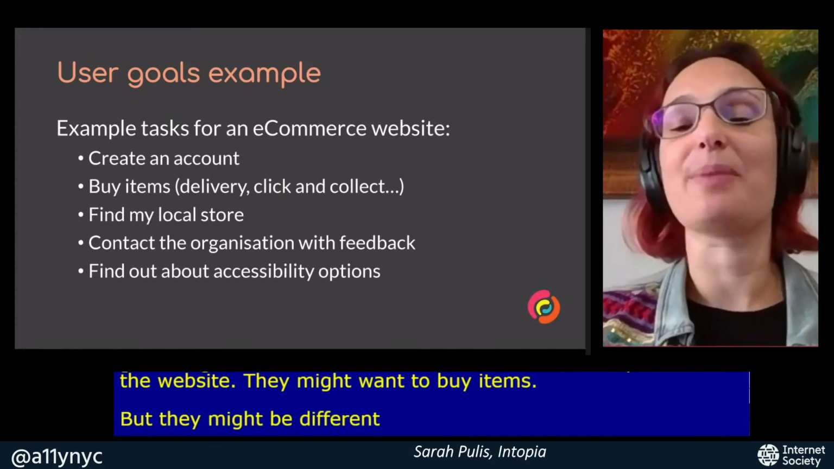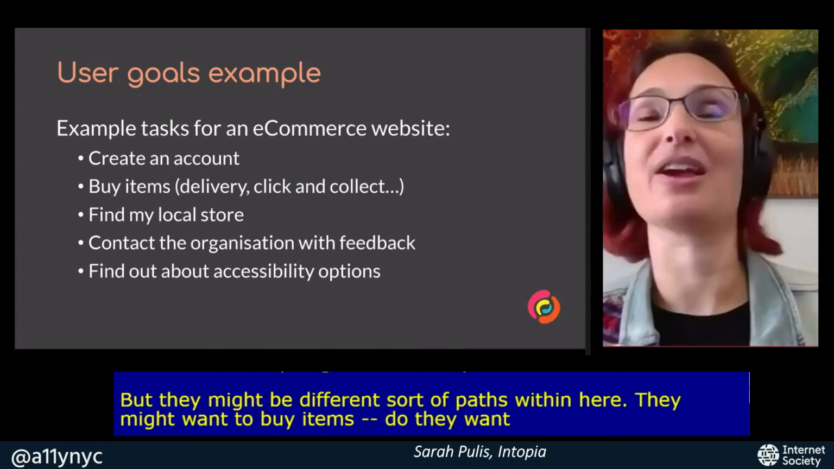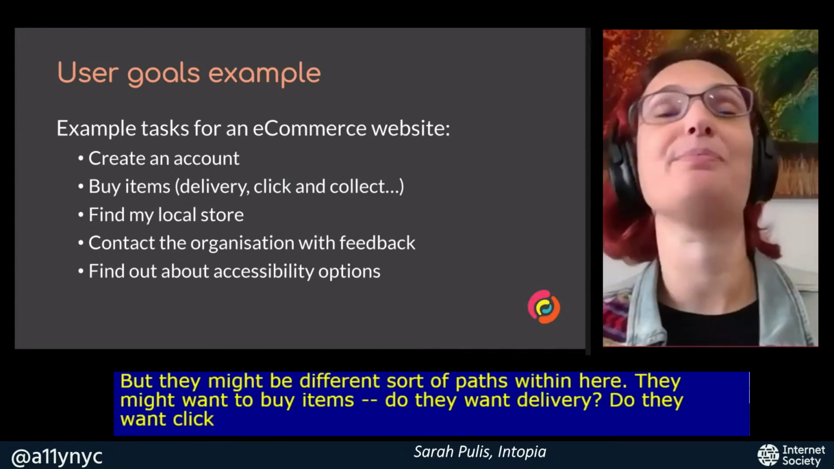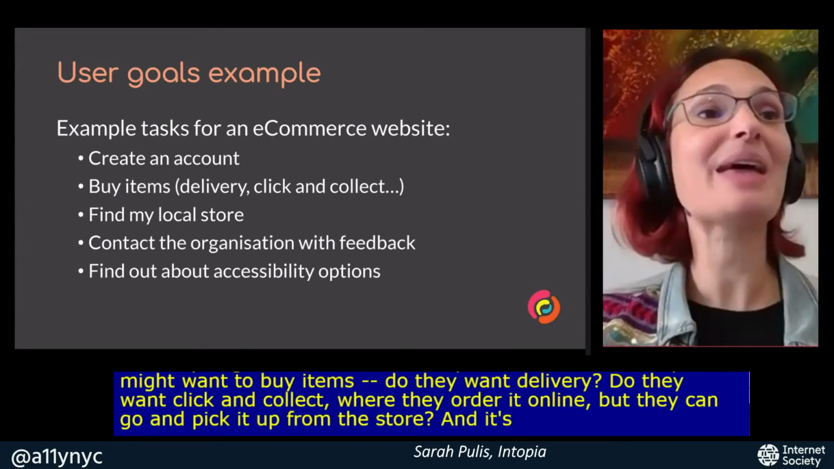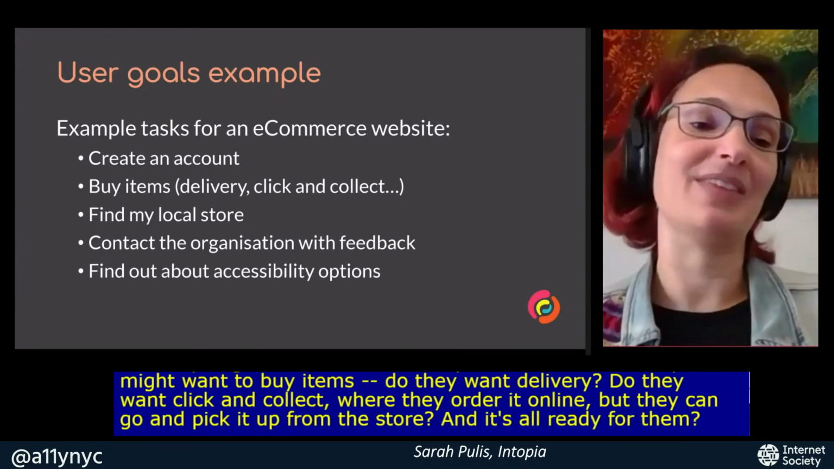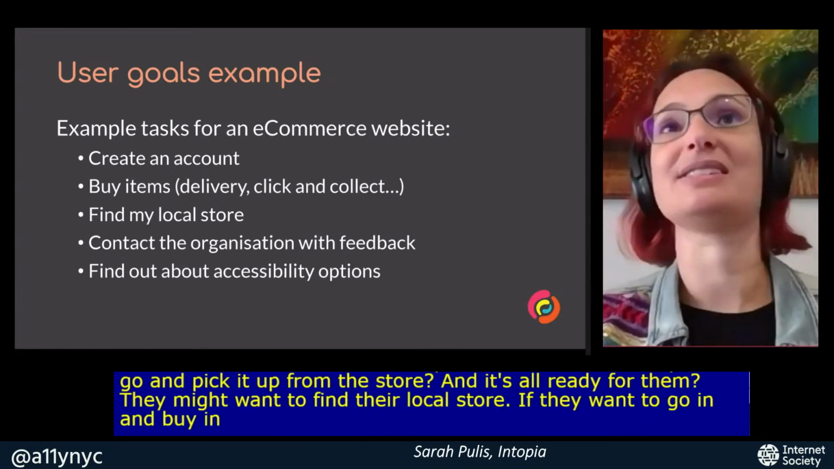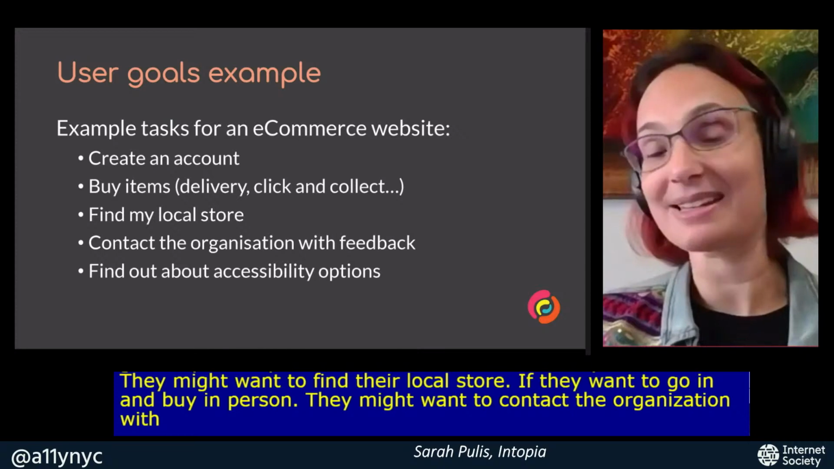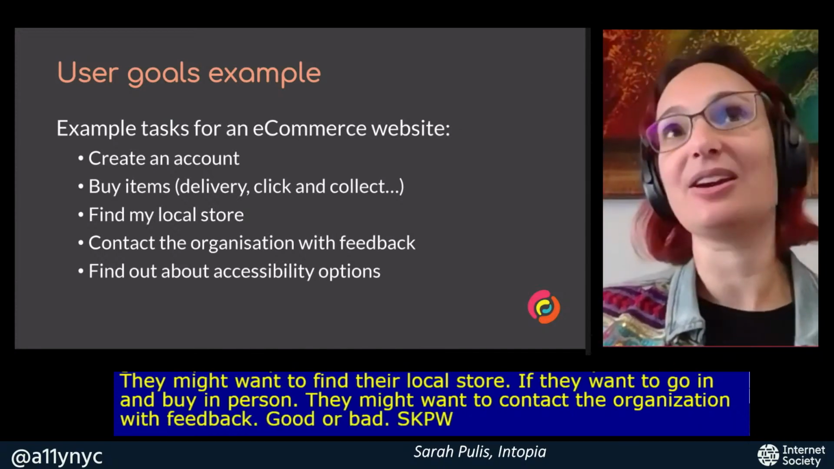So they might want to buy items. Do they want delivery, or do they want click and collect, where they order it online, but they can go and pick it up from the store and it's all ready for them? They might want to find their local store if they want to go in and buy in person. They might want to contact the organisation with feedback, good or bad. And I've got an extra task here, find out about accessibility options.